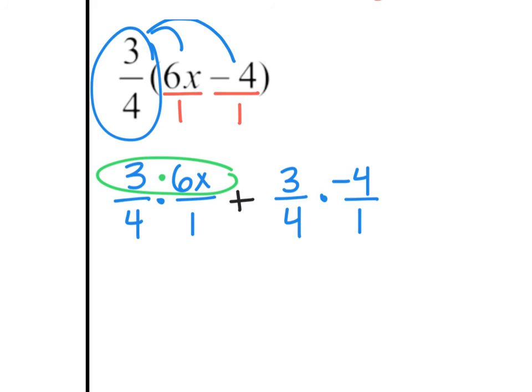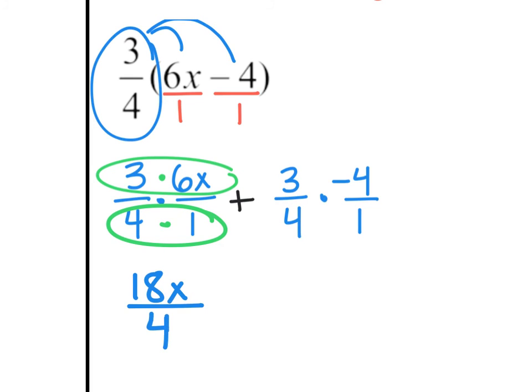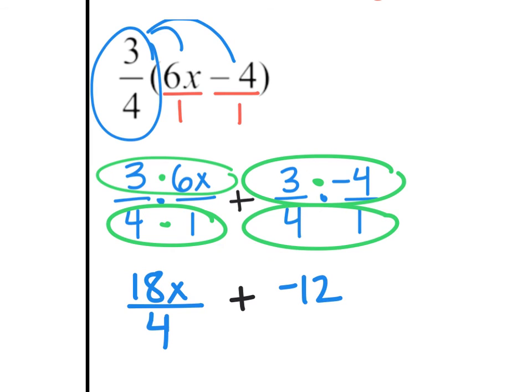3 times 6x gives me 18x. 4 times 1 gives me 4. So notice I'm just rewriting my fraction after I've multiplied straight across. Let's put that plus sign in the middle. Now again, multiply. 3 times negative 4 is negative 12. And 4 times 1 is 4.